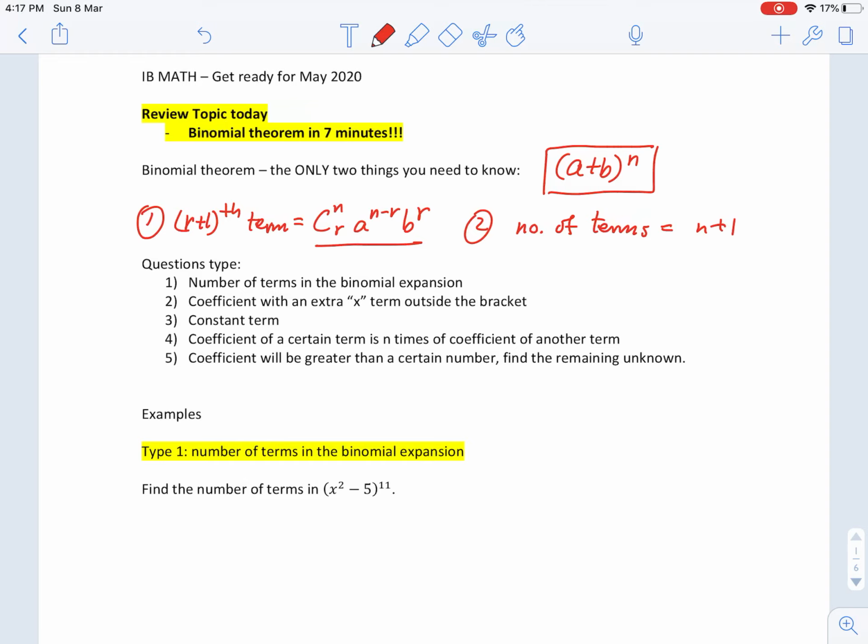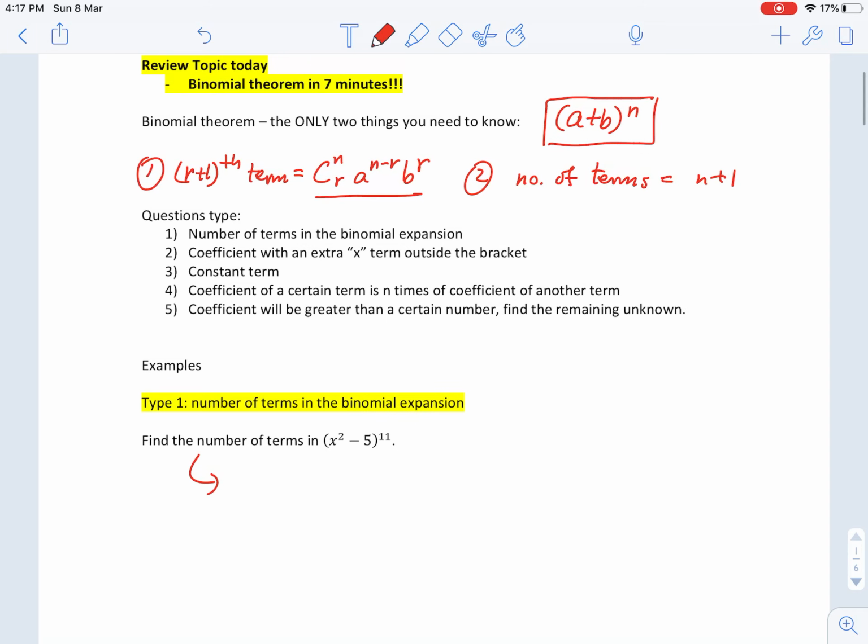So today we're going to go through 5 possible types of questions that are going to appear in the IB math exam. The first type is to ask you the number of terms in (x squared minus 5) to the power of 11. So it's 12, right? Easy peasy. n plus 1, which is 11 plus 1, which is 12, okay?